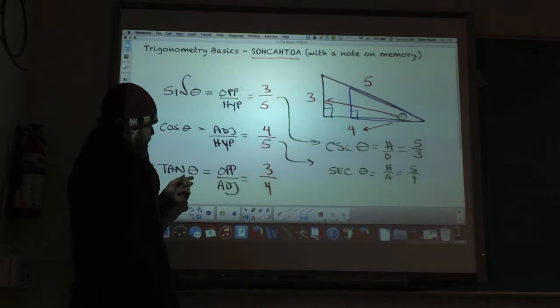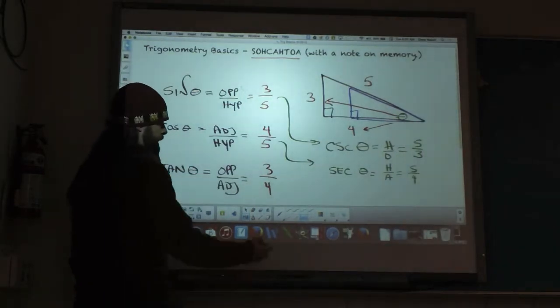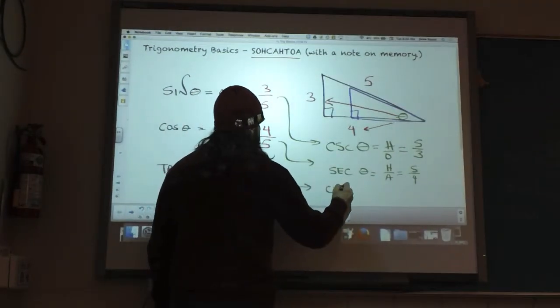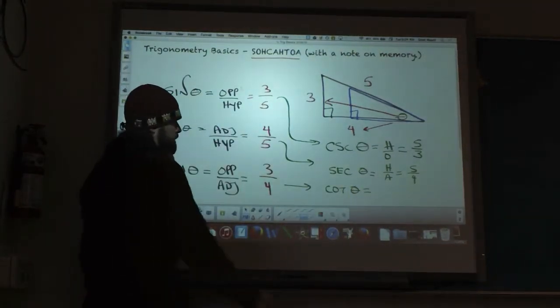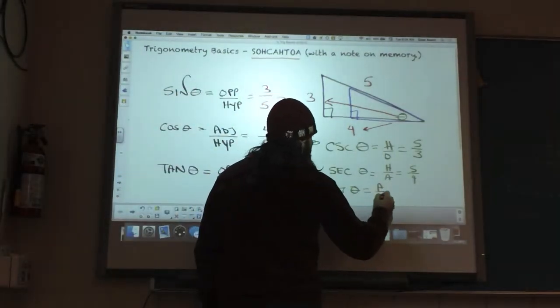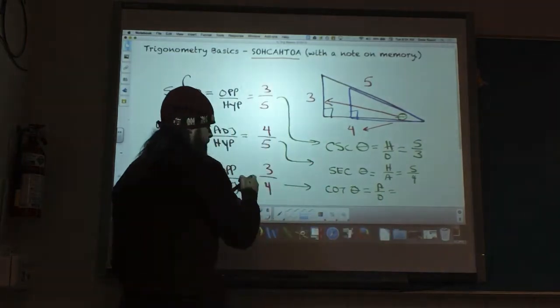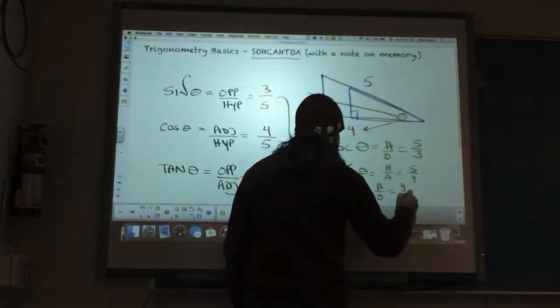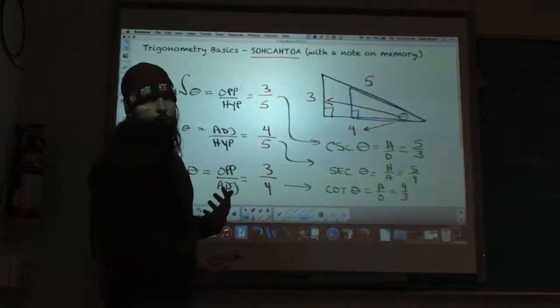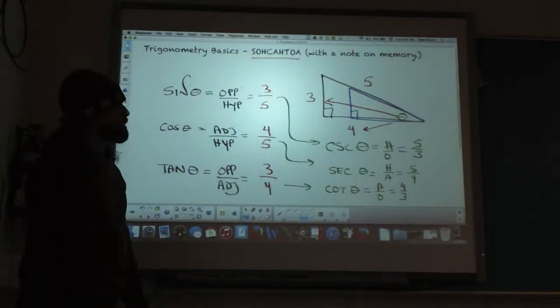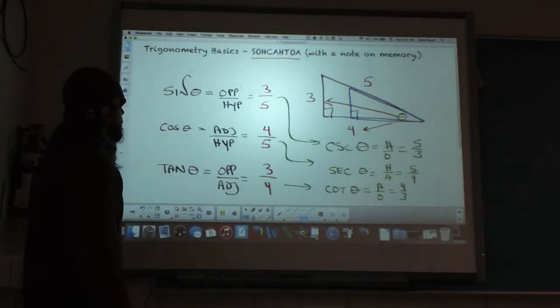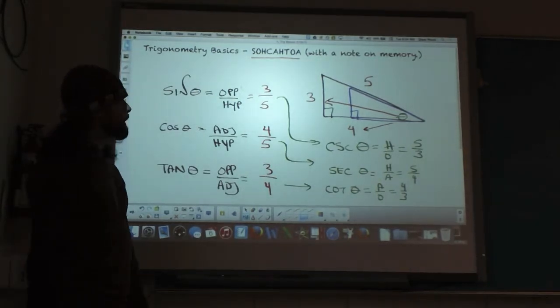Tangent of an angle is opposite over adjacent. The cotangent of that angle is the reciprocal of the tangent. So that would be the adjacent over the opposite, and that would be, if this is 3/4, 4/3. So there's 6 trig functions altogether. These are the definitions of those trig functions, and this is just something you have to know.